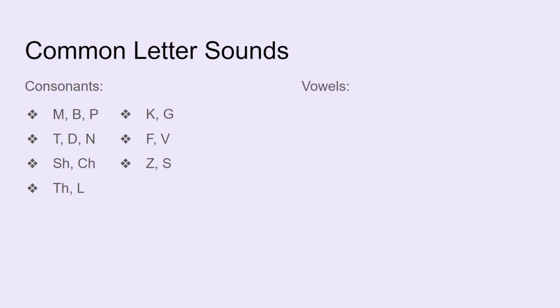And then for the vowels, you have a, which is represented by the letter A, e, which is represented by the letter E, i, which is represented by the letter I, and then o, represented by O, and u, which is represented by the letter U.